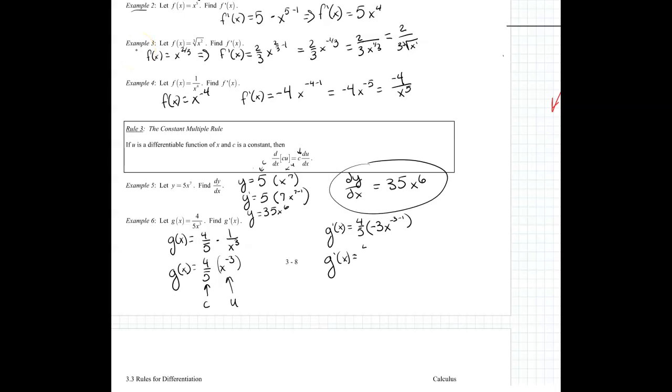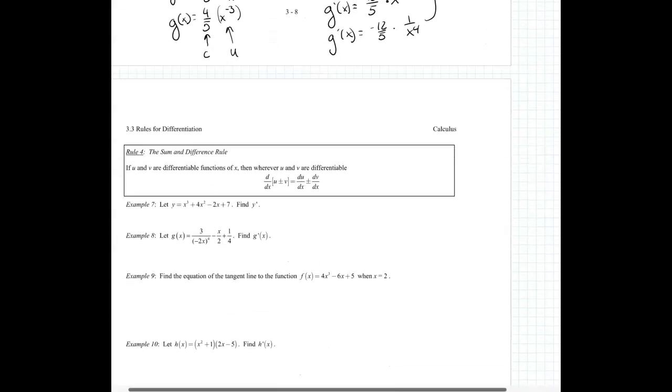g prime of x should equal 4/5 times negative 3, which should give me negative 12 over 5, times x to the negative 3 minus 1, which should give me x to the negative 4. So I've got g prime of x is equal to negative 12/5 times 1 over x to the 4th, aka g prime of x equals negative 12/5x to the 4th, all in the denominator. It's a good day. We like it. It's pretty sometimes.